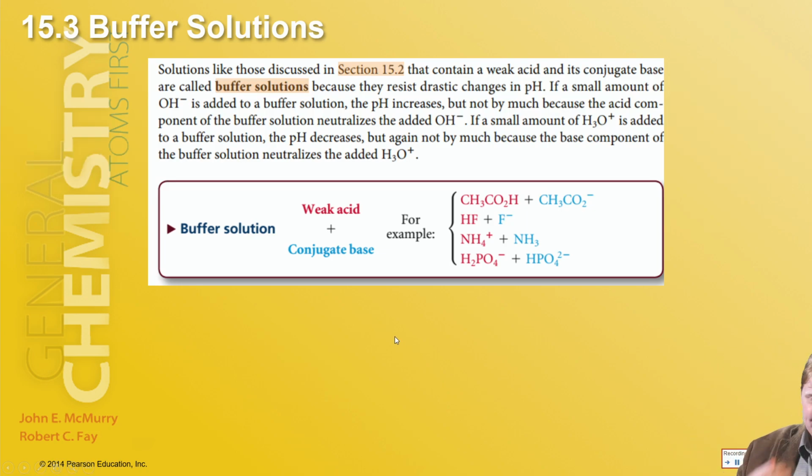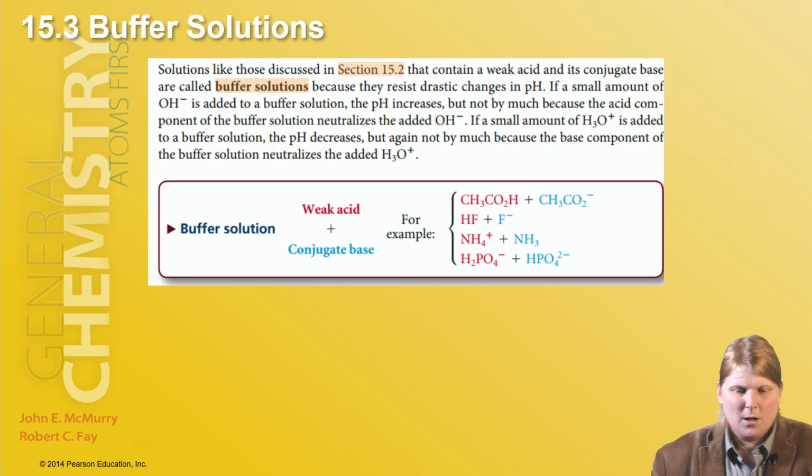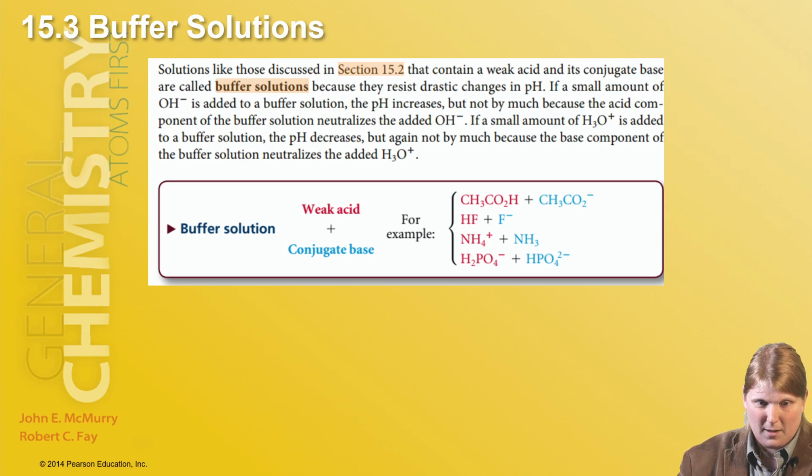So to make a buffer, you've got to have a system of a weak acid and its conjugate base. And to keep everything simple, you typically want to use the weak acid and its conjugate base. In theory, you could use another base, preferably one that had similar properties to the weak acid, like a similar Ka value. Otherwise, you're going to run into some problems. But usually you want to use the weak acid and its conjugate because that will produce something that's easier to understand and predict the behavior of, right?